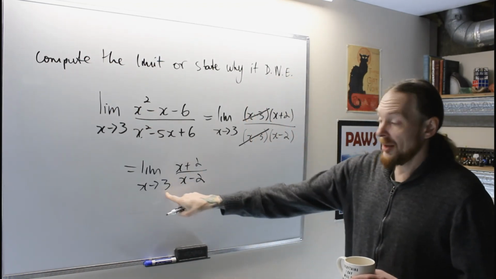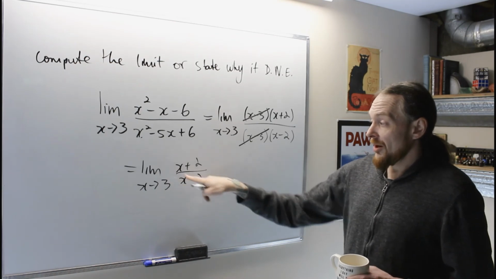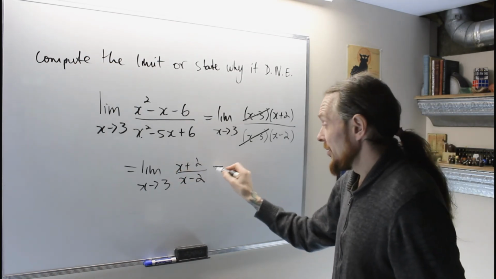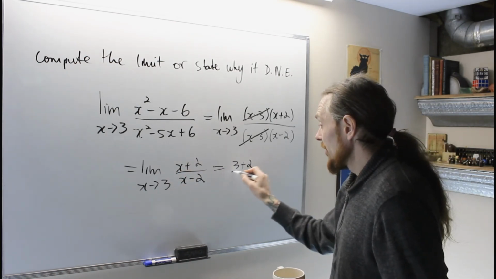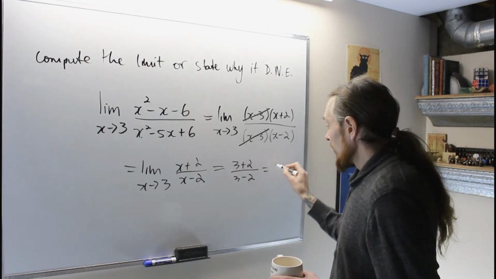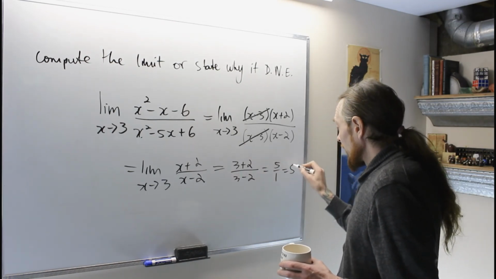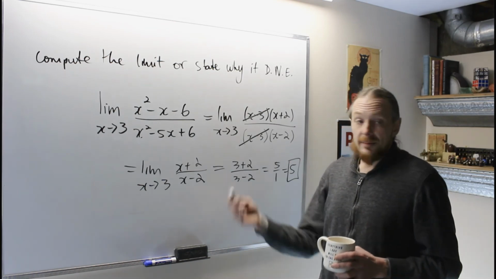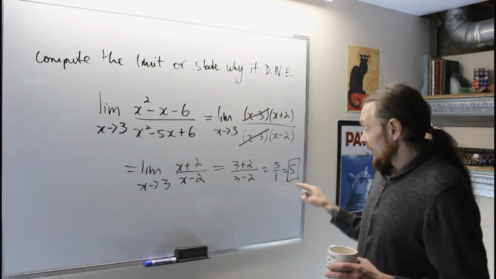Now when I look at this, when I approach 3, I can put 3 in the bottom and the top and nothing goes wrong. So we do that, and I get 3 plus 2 over 3 minus 2, which is 5 over 1 or 5. So this limit was finite and it exists and equals 5.